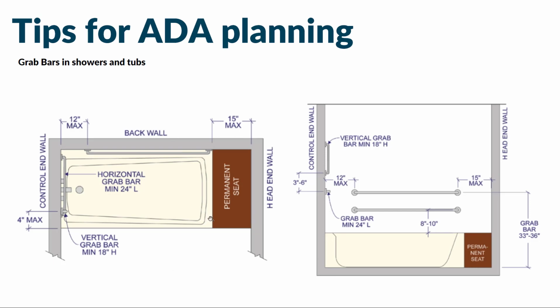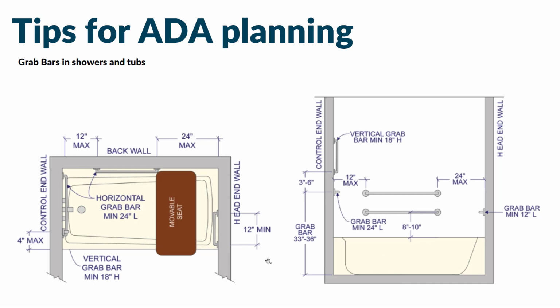this is a great reference for the depths and locations all the grab bars need to be. So the grab bars need to be between 8 and 10 inches from the tub, and then another at 33 to 36, with a max of 15 inches from the back and 12 from the front, as you can see here. And then a vertical grab bar at a minimum of 18 inches high.